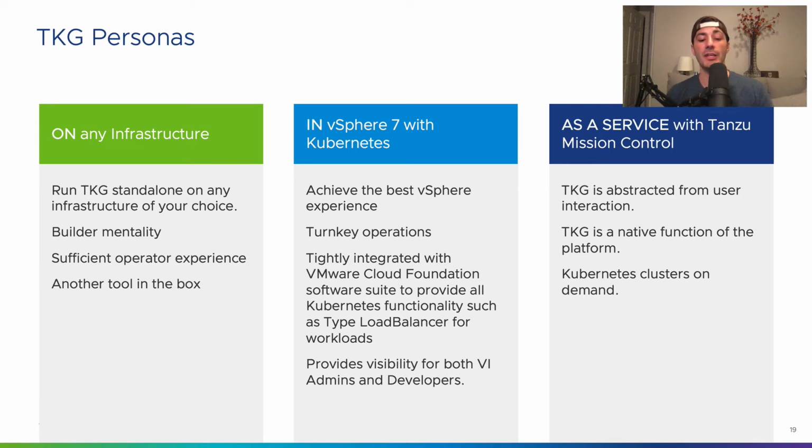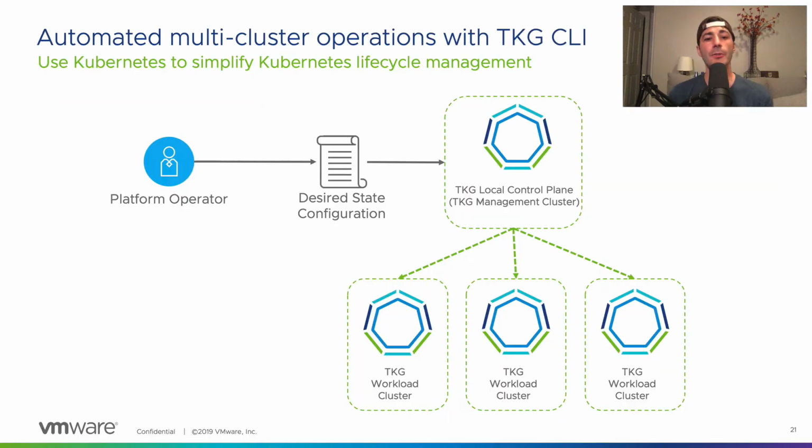So TKG is just hidden under the covers. The way this really works, as I had mentioned, is that Kubernetes is a desired state type of application. As an operator, I'm first going to deploy what's called a local control plane, or the TKG management cluster. And this management cluster is really just a small Kubernetes cluster.